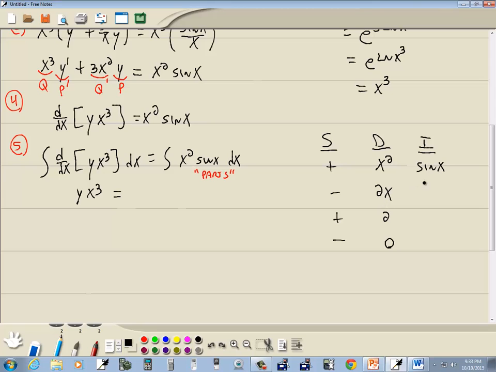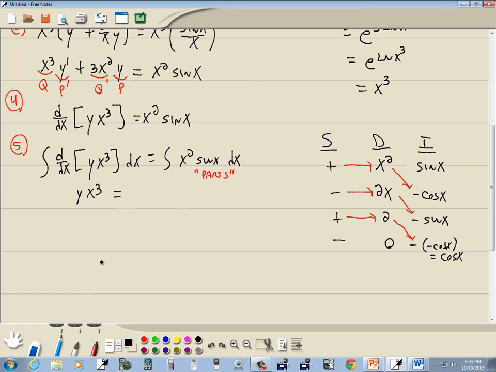Well, the integral of sine x gives us negative cosine x. This negative is going to carry down, and then the integral of cosine gives us sine. And then the integral of this negative would carry down. The integral of sine gives us negative cosine. So that's going to give us a positive cosine. And this is how it flows. Always goes across for these first two and then down for the next one.